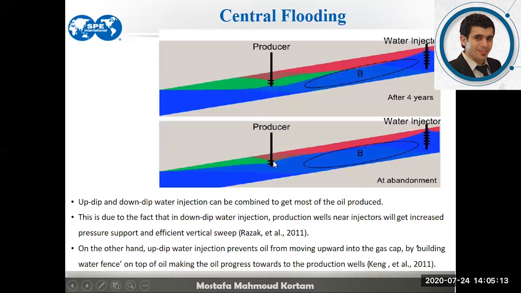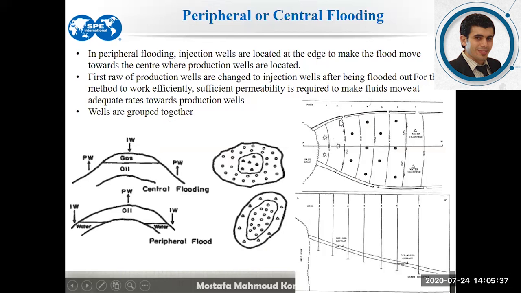and at the same time pushing the oil toward the producer well. So up dip and down dip injection can be combined in most oil producers, and this is due to the fact that the production wells near the injection will get increased pressure support, while the wells placed in the upper structure may have problems. For example, in case you have commenced water injection and your producer wells are far from the injector wells, this may create a gas cap, and that gas cap can reduce the production of those wells, and the gas can find its way to gas out the oil wells located on the upper side, so at that time you will lose some oil.